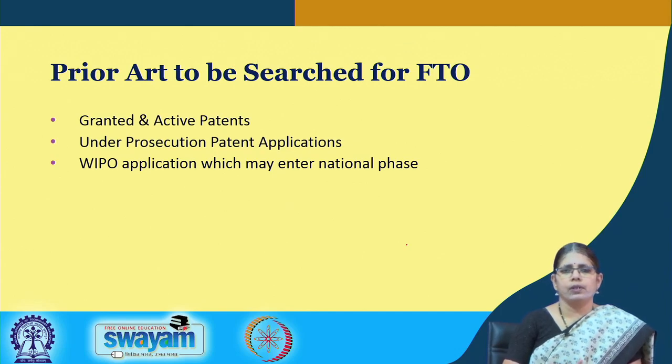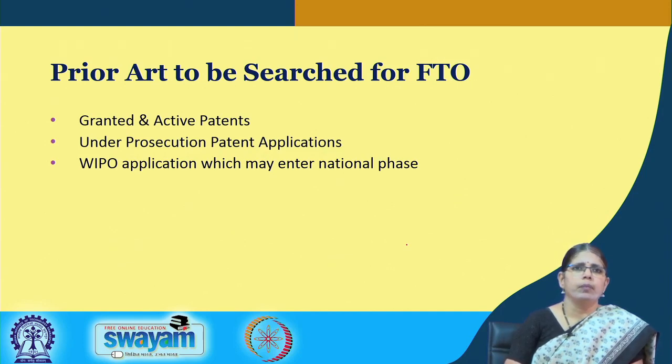What is the kind of search that is done in relation to FTO? So, what is the prior art in this case? Typically, the prior art is granted patents. Sometimes it is also necessary to look at the published patent applications and the prosecution information in relation to those.